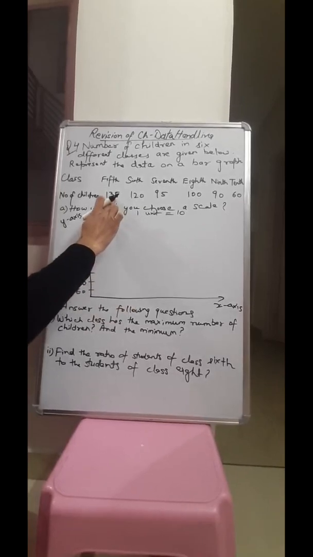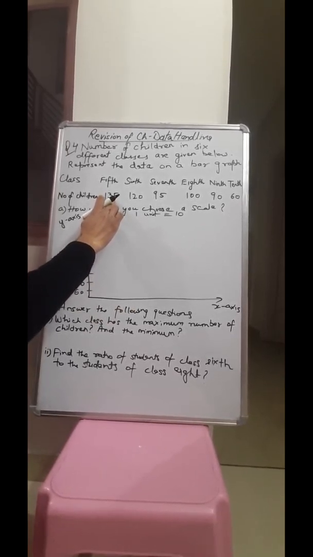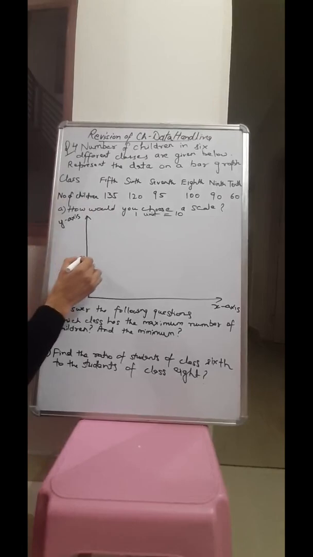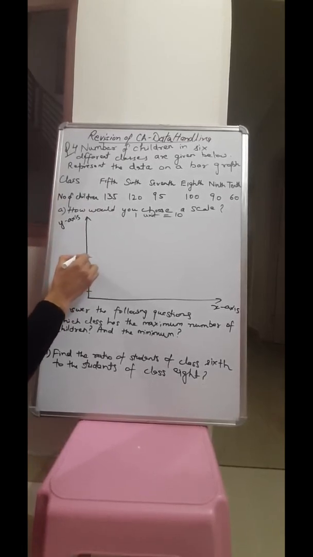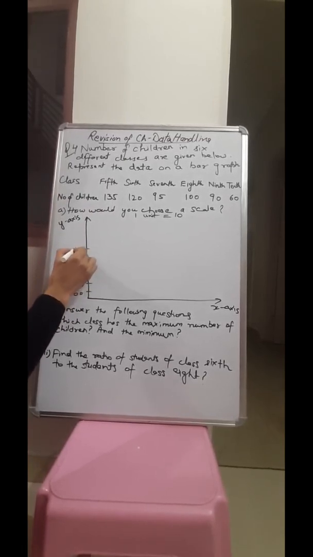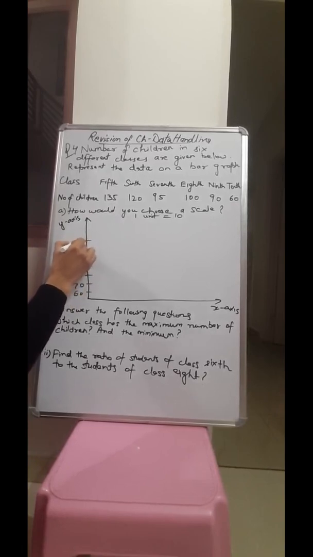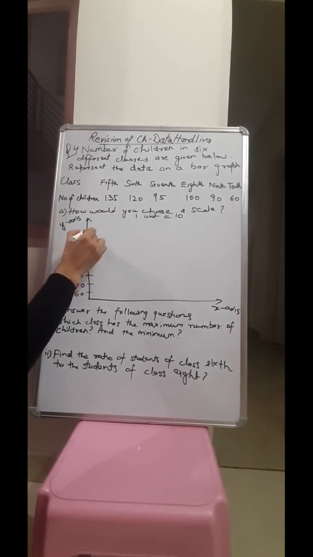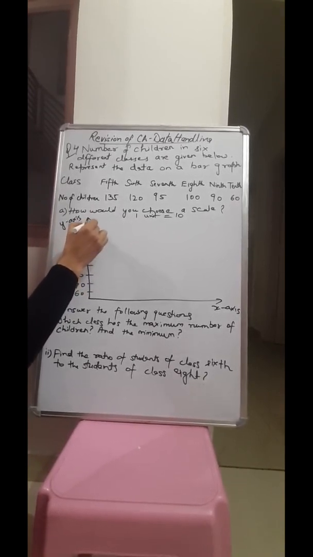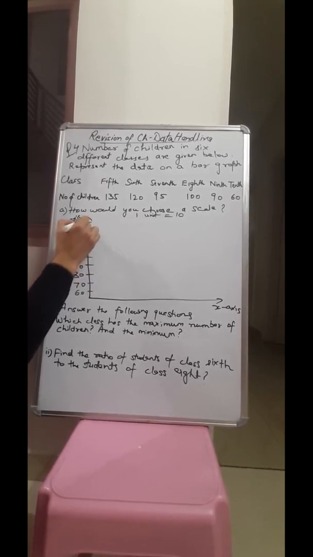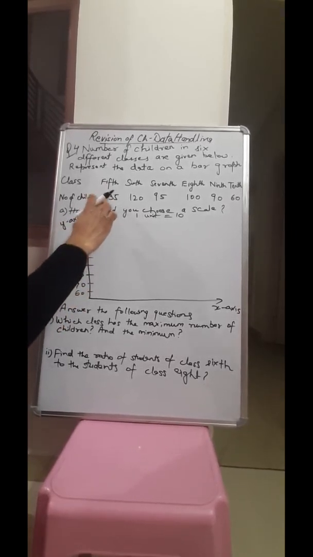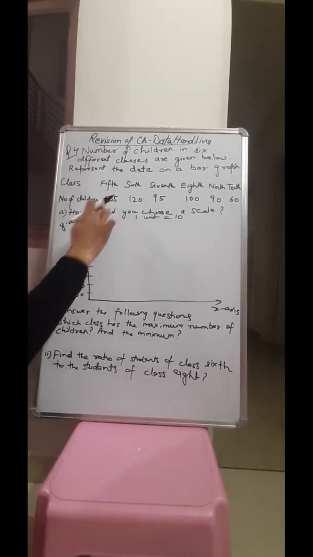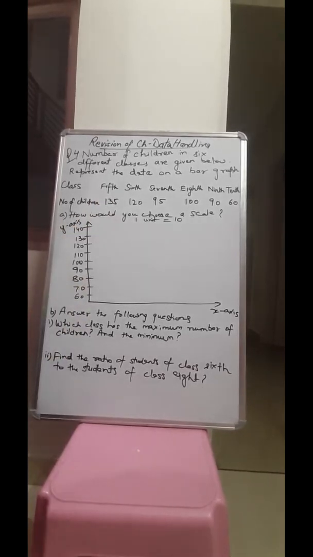We have to go up to 140, because the highest is 135. So that means after 90 comes 100, after 100 it is 110, after 110 it is 120, after 120 you have to take 130, and the highest you are going to take as 140, because the highest is 135. So here this 135 will come between 130 and 140.